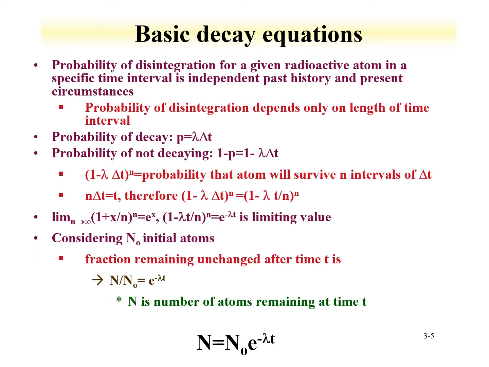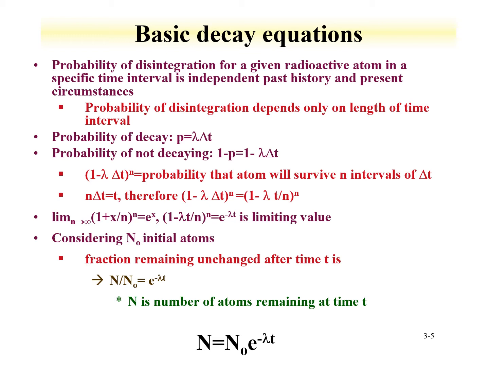The next few slides are going to discuss how some of the fundamental equations used in exploring radioactive decay are developed. The probability for disintegration for any sort of radioactive atom in a given time interval is independent of its past and present circumstances. We described this in terms of its decay being fundamentally condition independent. So the probability of disintegration really only depends upon the length of the time interval that you're talking about.